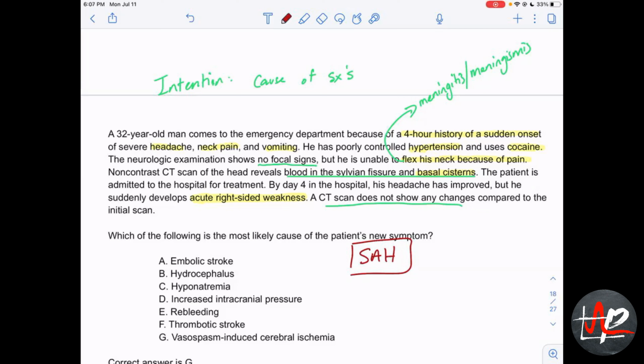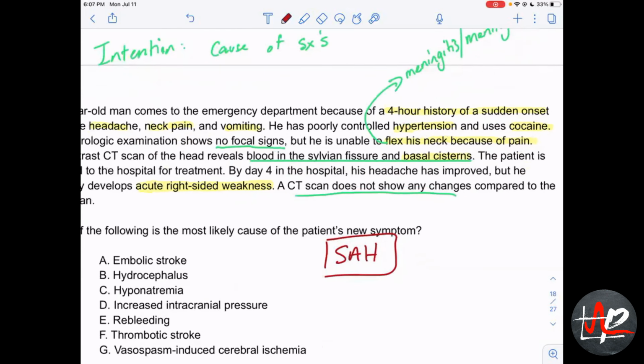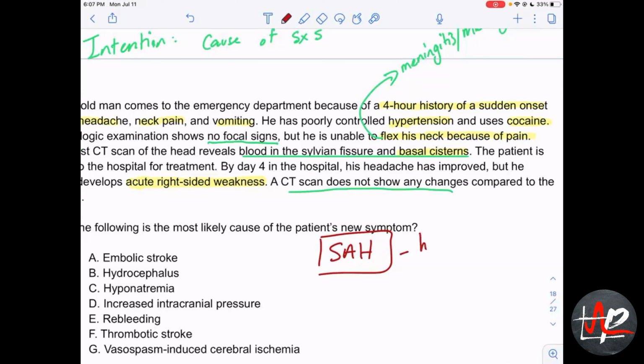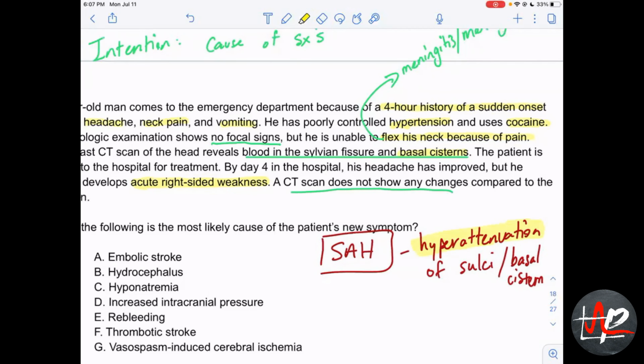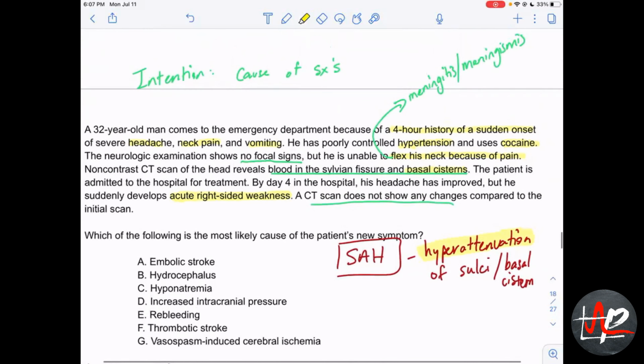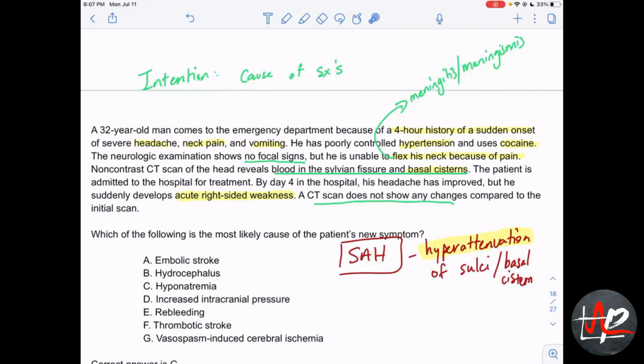And so other ways that they can say that on the radiologic findings is, number 1, they can actually say hyperattenuation of the sulci and or basal cisterns. And that just means that there's blood. So don't let the word hyperattenuation throw you off. That's gotten me before, where I wasn't really sure what they meant by hyperattenuation on the question stem. They're actually just talking about blood on the sulci as well as in the basal cisterns. So be on the lookout for that. I'm going to put a pink star by that because that's something that got me before on a test question. All right.